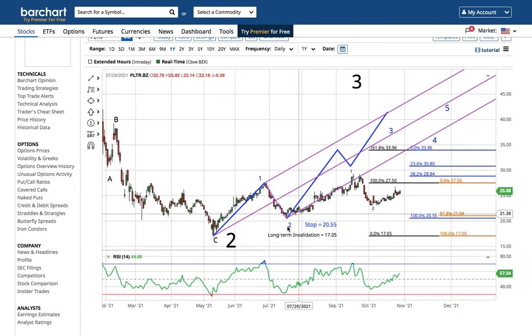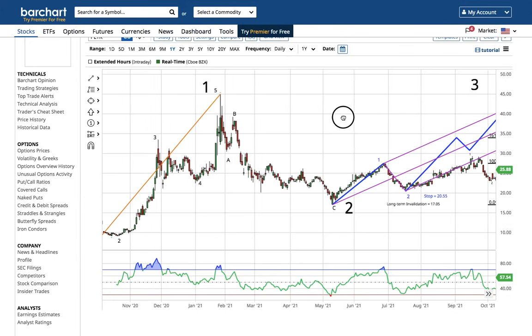We're above 20.55. I think we're going to go to the median of the pitchfork that's found by connecting the beginning of wave 1 with the high of wave 1 and the low of wave 2. We'll have a blue wave 3 at the median. We'll have a shallow wave 4 off the lower bound and go on a wave 5 higher. Ultimately, waves 1, 2, 3, 4, and 5 should conservatively take Palantir to 42.